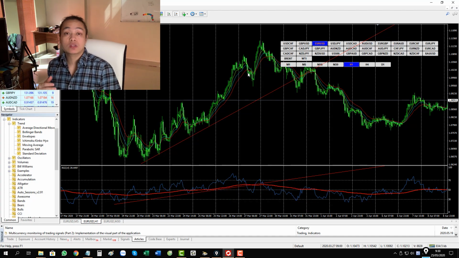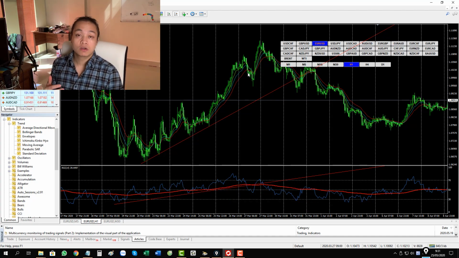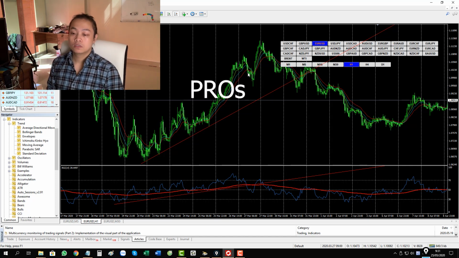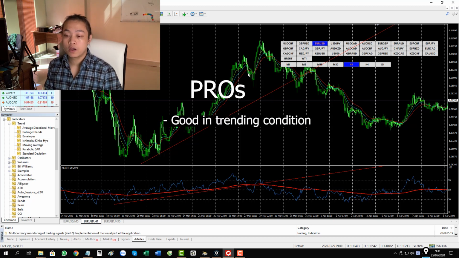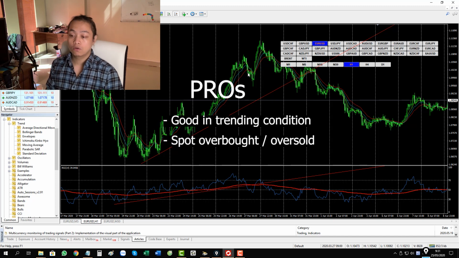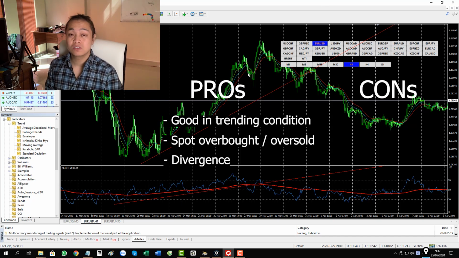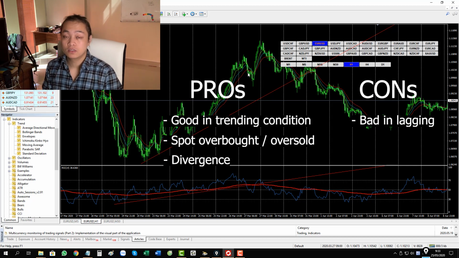Even though RSI is one of the most popular indicators among traders, there's no exception: as an indicator, there will be pros and cons. Let's sum up the pros and cons of the RSI. For pros, as I introduced earlier, it is really good in trending conditions to help you spot oversold, overbought, and divergence, especially when combined with the moving average level. For cons, the RSI has pretty bad lag, so always combine it with the other factors and filters that you trust in your system before you make any trading decision.